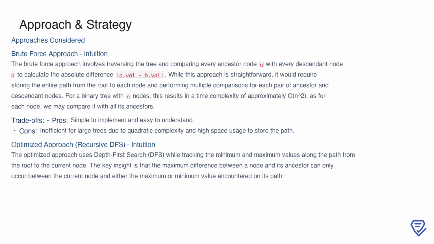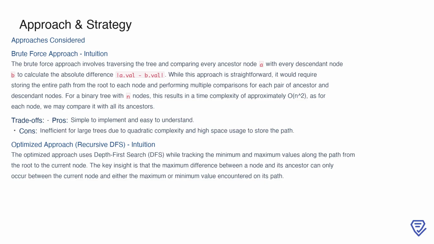Specifically, it requires us to store the full path from the root to each node, and for every node, we perform multiple comparisons with its ancestors. This leads to a time complexity of approximately n squared, which becomes inefficient for larger trees. Additionally, the space complexity is high due to the need to store paths. Although this approach is simple and easy to understand, it's clear that it doesn't scale well for larger inputs.